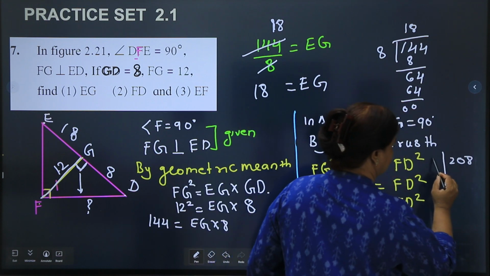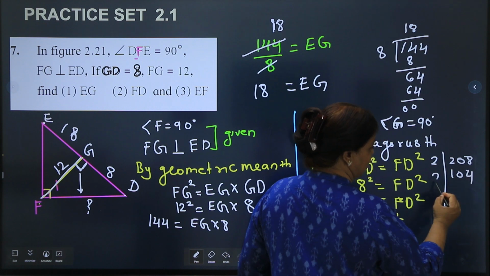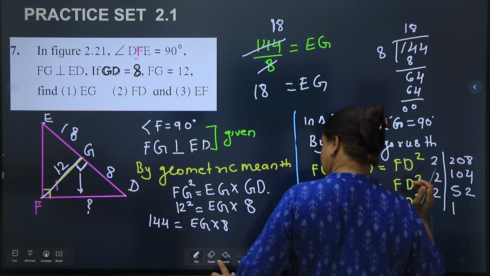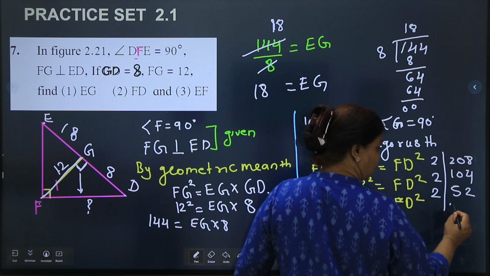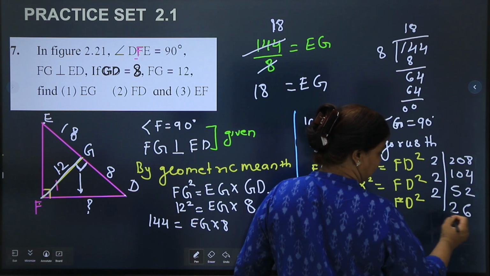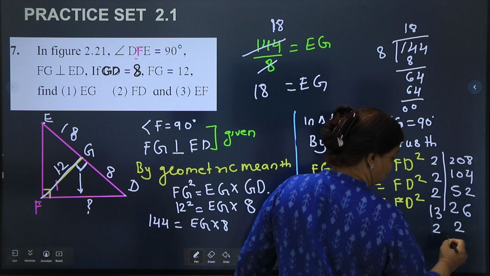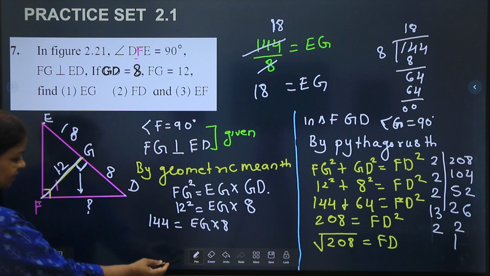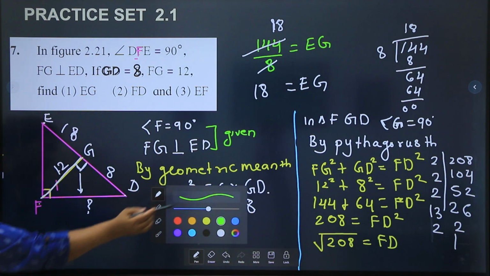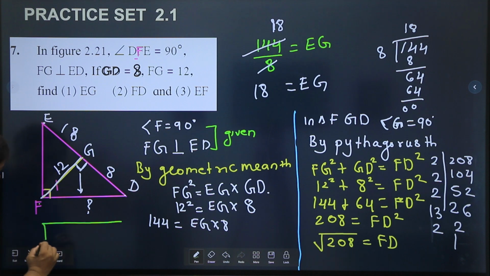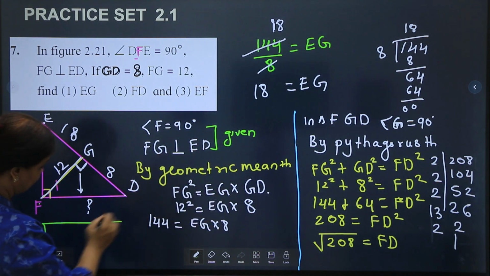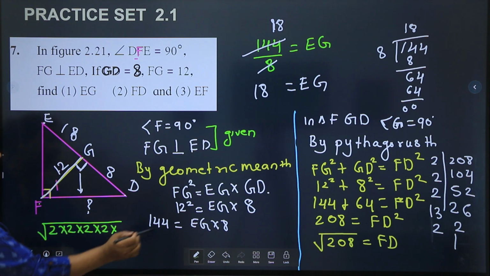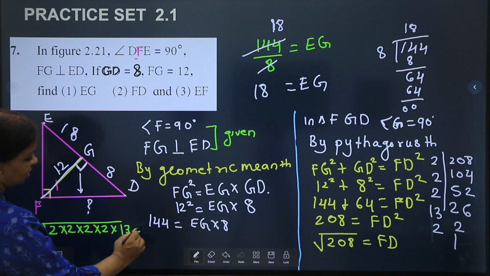208: 2 ones are, 2 fives are, 2 twos are, 2 ones are, 2 twos are, 4 twos are 26, 13 twos are. Now under the root what will come? Let me write that here. See children, under the root what will come? 1 2 3 4 times 2, and 1 time 13, which is equal to FD.